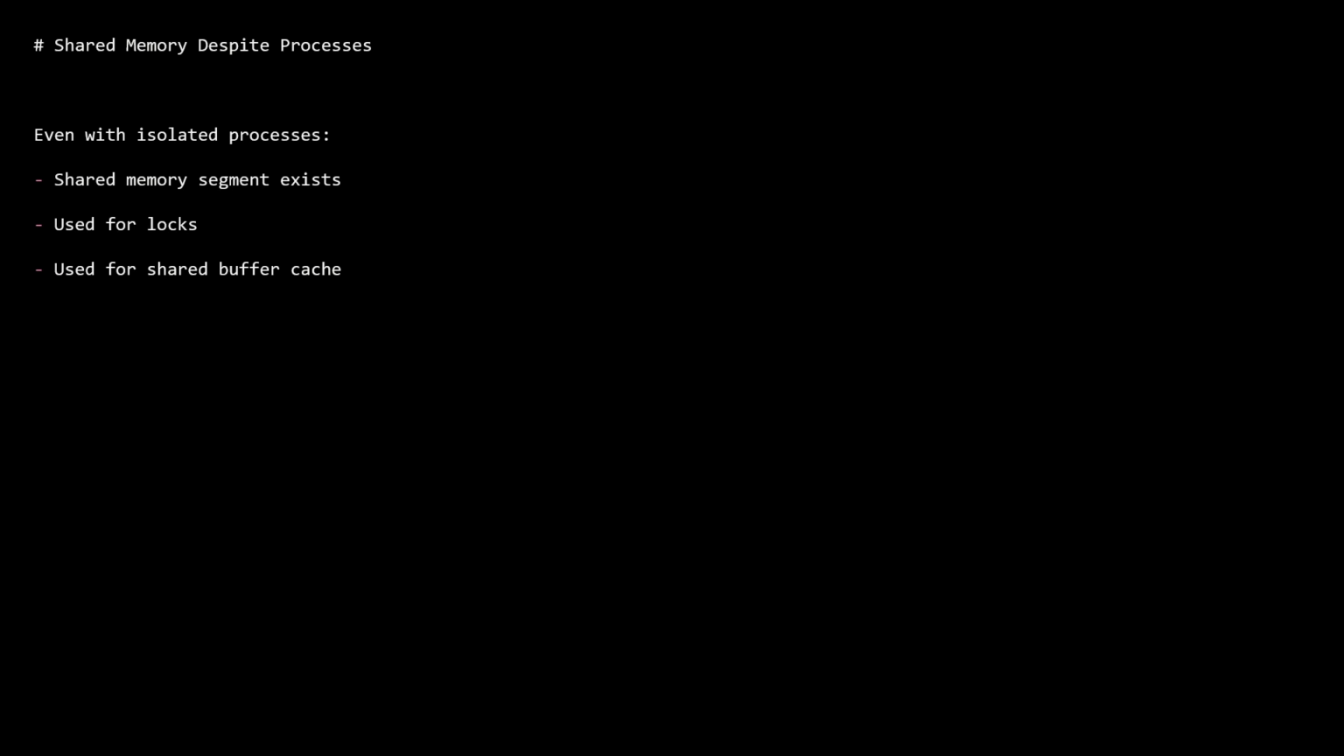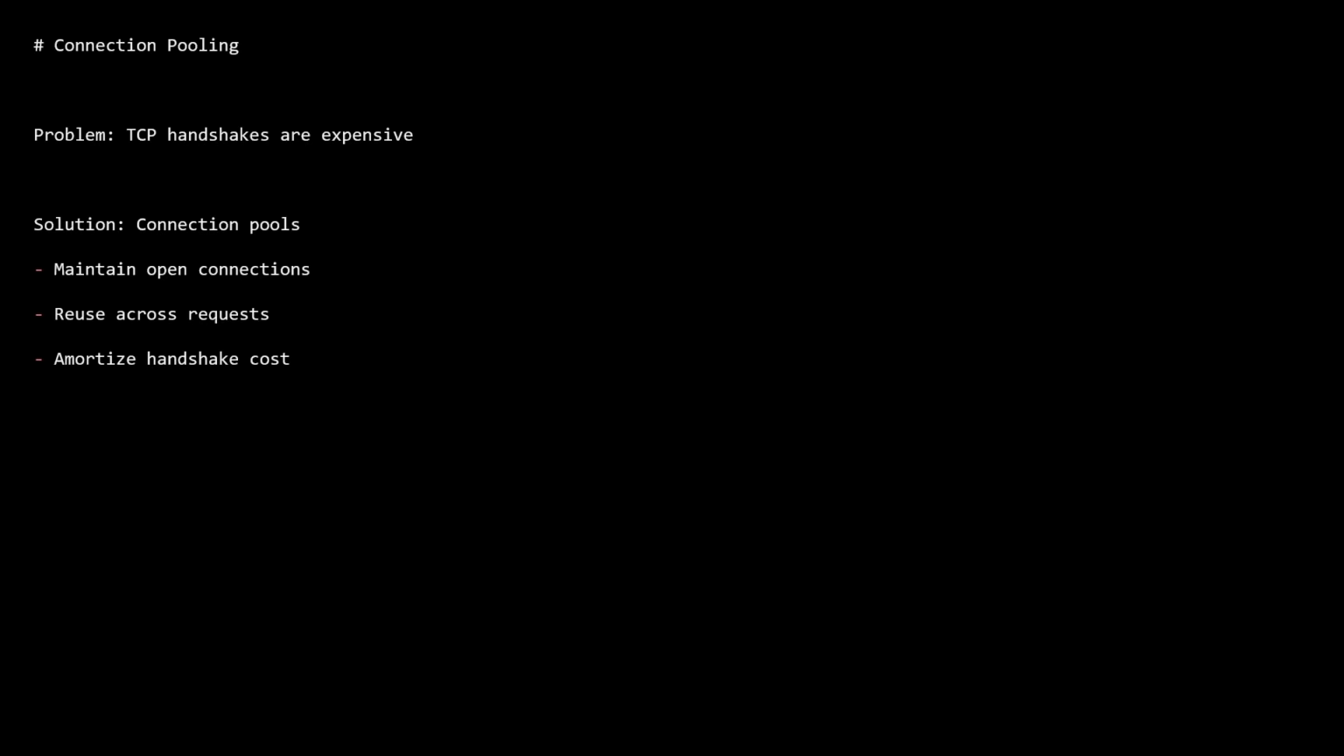Despite having separate processes, PostgreSQL uses shared memory for coordination. The lock table tracks which rows are currently locked. The buffer cache holds frequently accessed data to reduce disk I/O. Creating TCP connections is expensive. Connection pooling maintains open connections that can be reused. This avoids repeated handshake overhead.